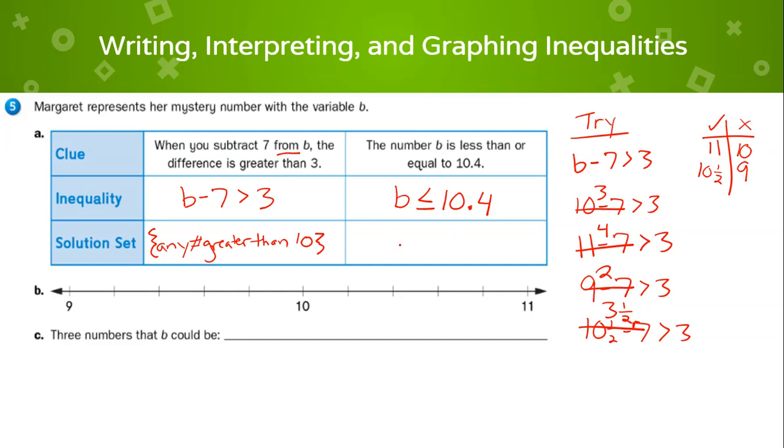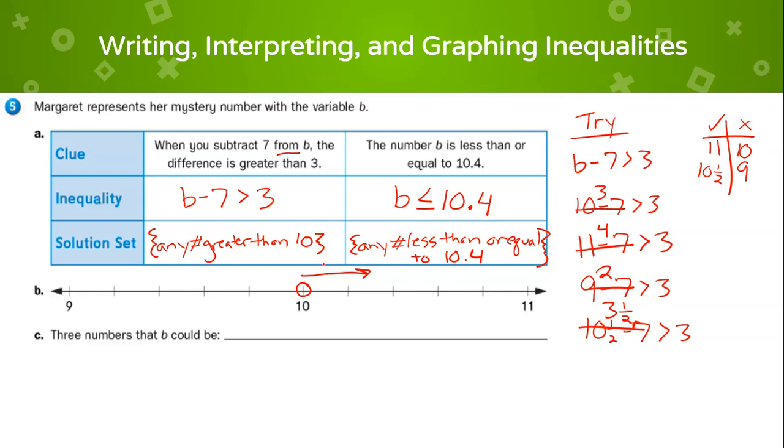For our next inequality, B is less than or equal to 10 and 4/10. That's easy. Any number less than or equal to 10 and 4/10. And we're going to graph that. Any number greater than 10, we don't want to include 10, so it's an open dot going to the right. Any number less than or equal to 10 and 4/10.